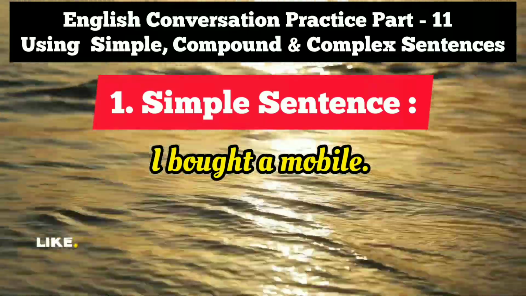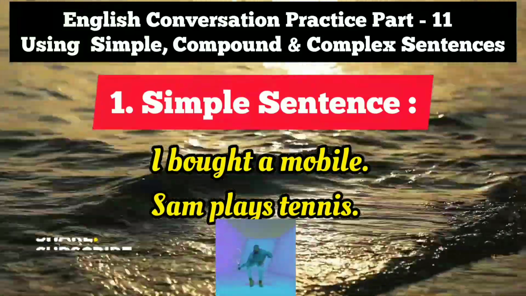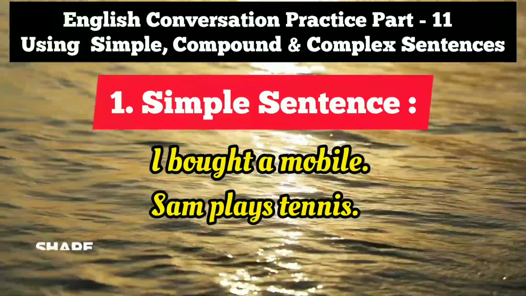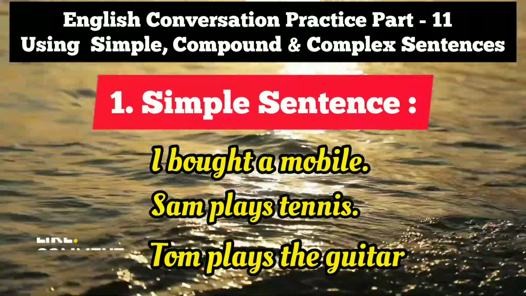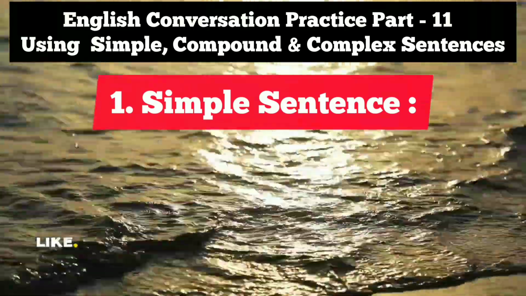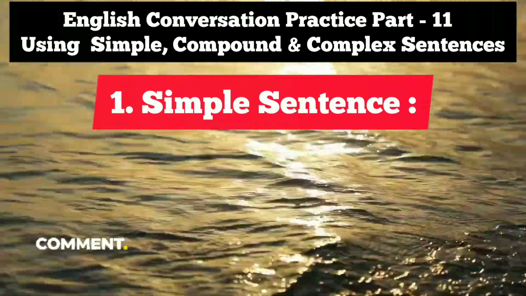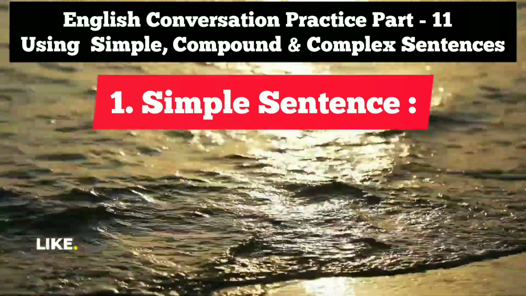Same with the second one, Sam plays tennis. It's completely independent and it's just one independent clause. And the next is Tom plays the guitar, and I can easily understand the message here, and there is only one independent clause. Apart from that, we also use some compound objects, compound verb and compound subjects in simple sentences.